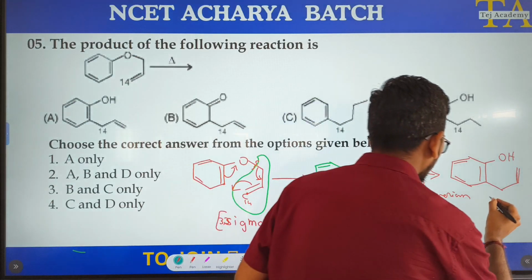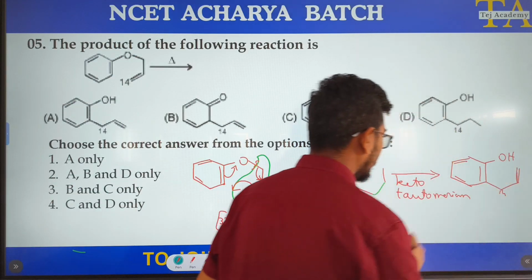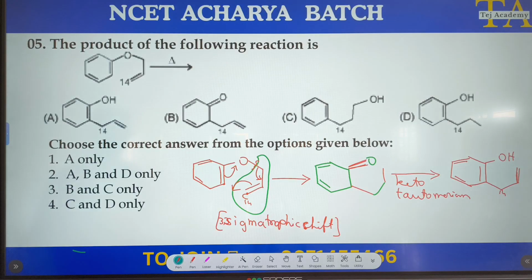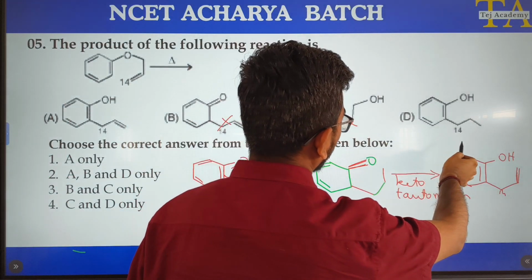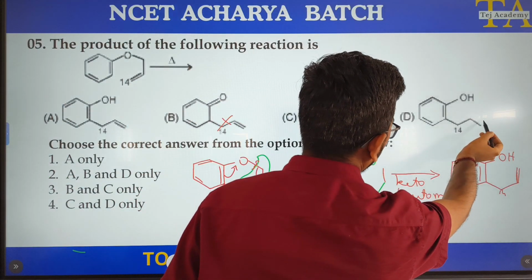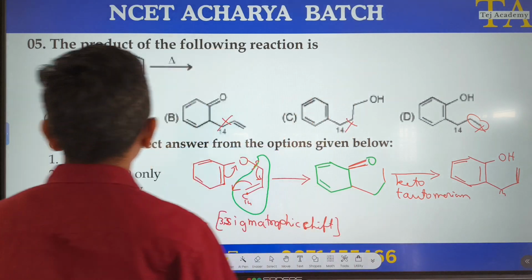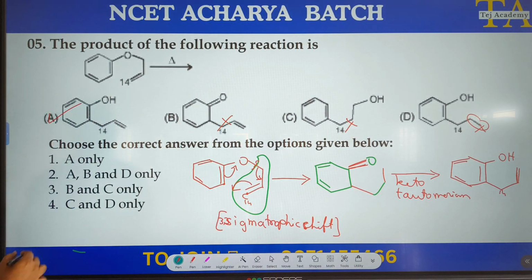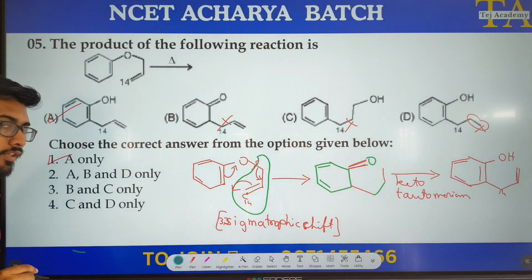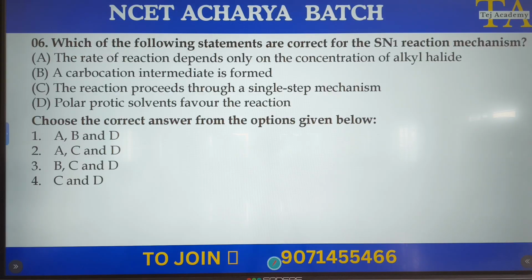Now the carbon 14 is present here. So among the 4 options, which option is showing this product? This option is not correct. This option is also not correct. But here the double bond is not present. So the first option is correct. So the first option A only is our right answer.